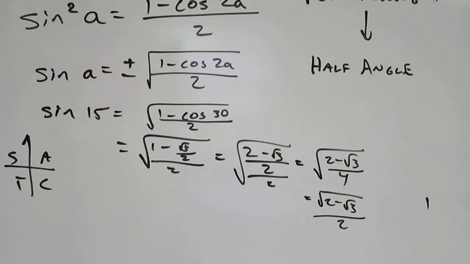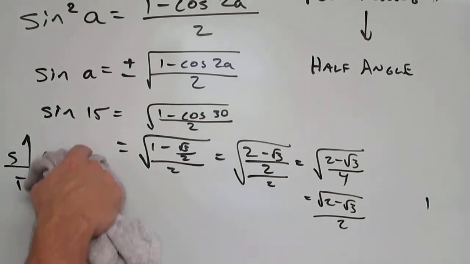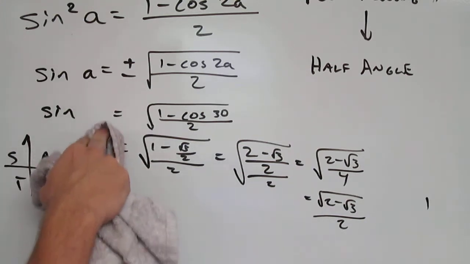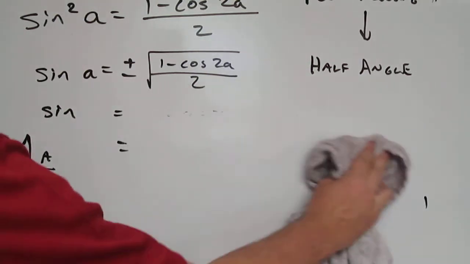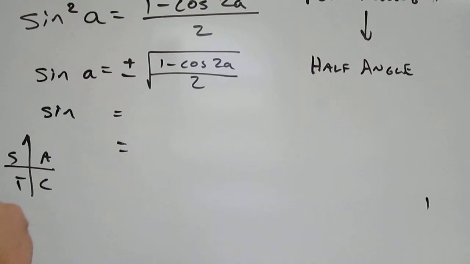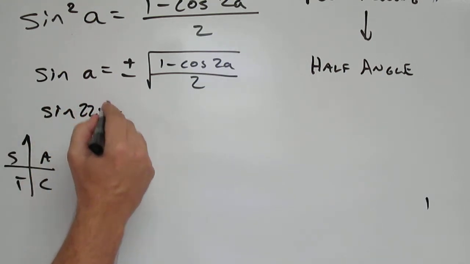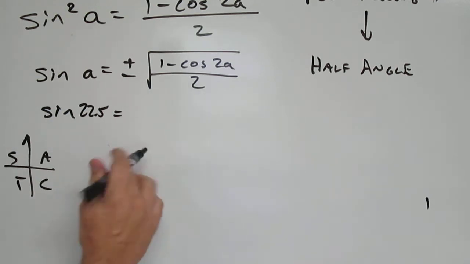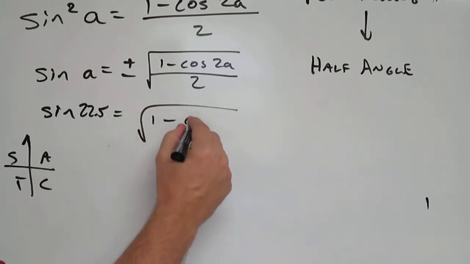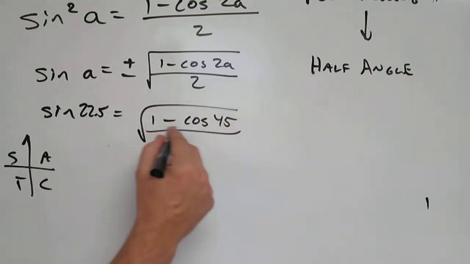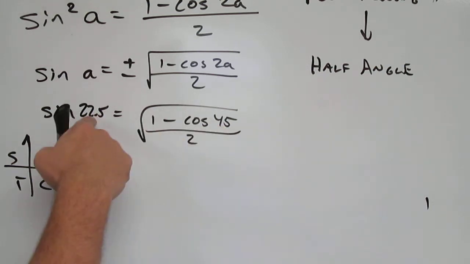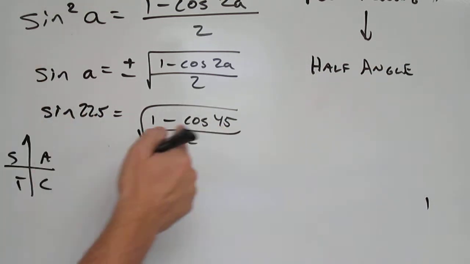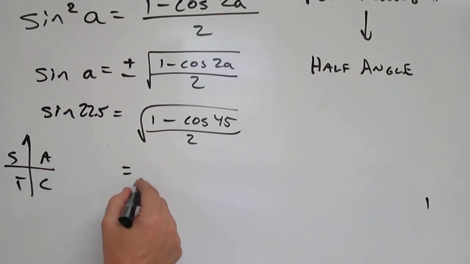Suppose I wanted to instead do the sine of 22.5. So again, it's in the first quadrant. I'm going to use positive, and I'd say square root of 1 minus the cosine of 45 all over 2. Because 45 is twice as big as 22.5. I know that's square root of 2 over 2.